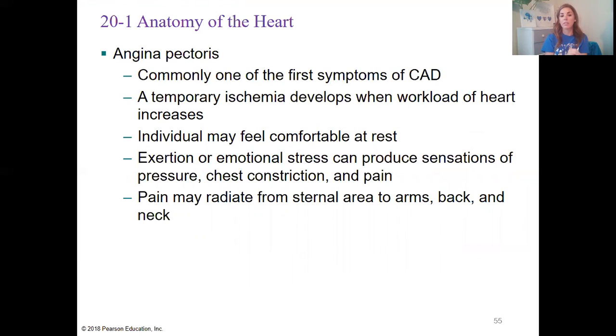So angina is commonly one of the first symptoms of coronary artery disease. This is when you may start to feel some pain or some pressure whenever you are having to exert yourself, whether that's working out or whether you're in a physically demanding job with manual labor. If you start to feel chest pain, some pressure, shortness of breath, things like that, and especially if the pain starts to radiate down the left arm or up the neck into the head, these are all symptoms of angina. It's telling you that something is wrong, that there is an issue there.